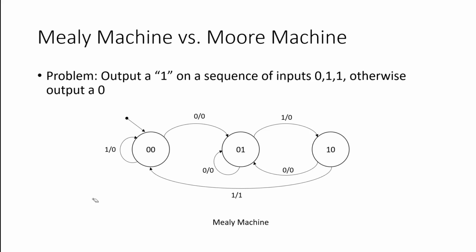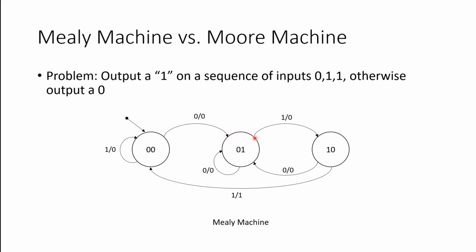Now, if I'm in my initial state here, and of course, this initial state is denoted by this dot with the arrow coming from nowhere. If I'm in this state, remember, in the case of the Mealy machine, my outputs are specified on my arcs. My outputs are no longer inside of the bubbles. So if I'm in state 0, 0, and I receive that input of 0, my output is going to be 0 because I have not yet received the sequence 0, 1, 1.